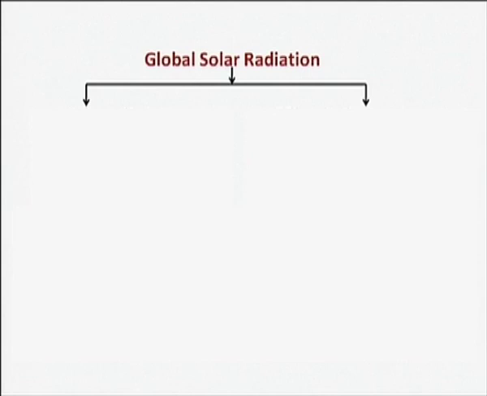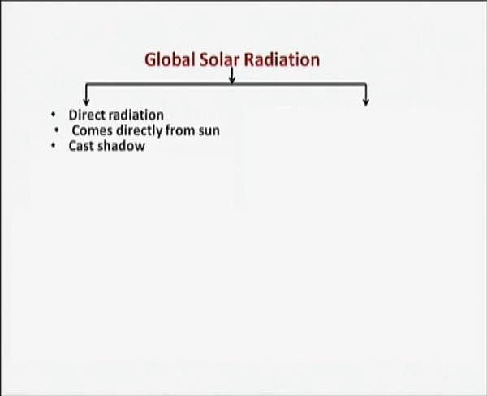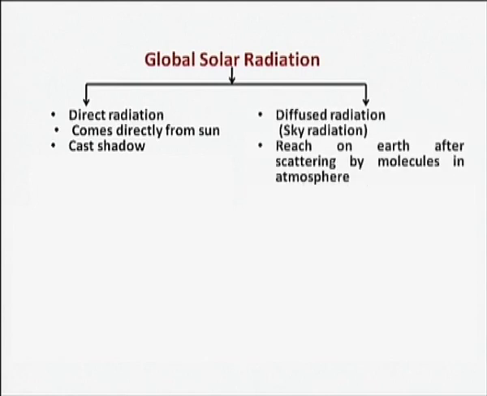Now global solar radiation consists of two parts, direct radiation and diffuse radiation. Direct radiation comes directly from the sun, and when we stand in the sun, it casts a shadow. Diffuse radiation is also called sky radiation. It reaches the earth after scattering by molecules in the atmosphere. It doesn't cause a shadow.